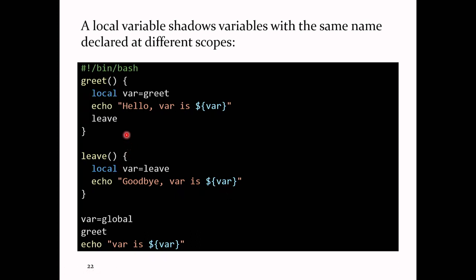Then we jump back up to here, and then we jump back down to here. And now down here, var is unchanged. It's still global, because this variable var is actually different than that variable var because it's declared local. Similarly, this variable var is different than that one and that one, again, because it's declared as being local.